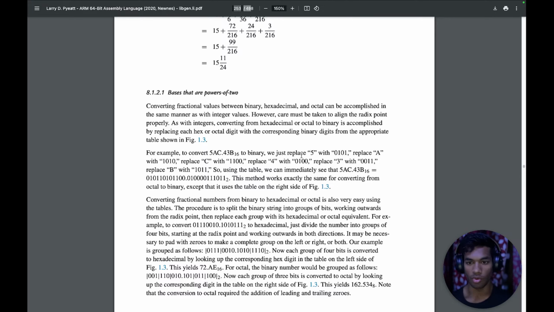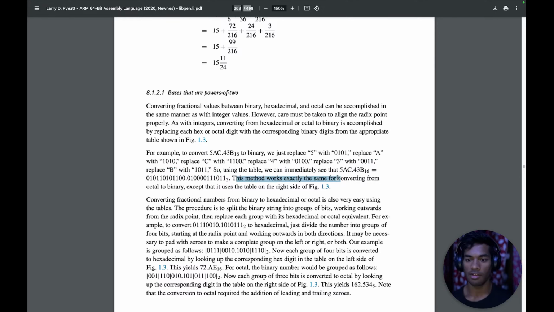Sorry, yes, 0100. My bad, 0100, and 3 is 0011, and B is 11, which is 8 plus 3, that is 1011, and 1011 is B. So using the table, we can immediately see that this equals this with a radix point in the middle.